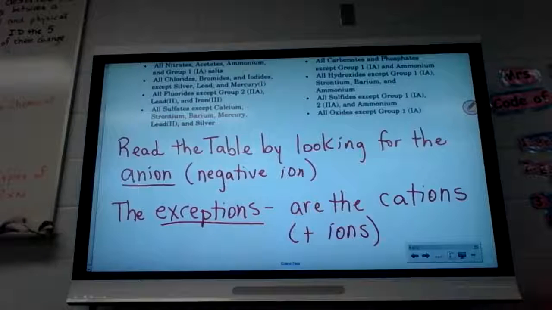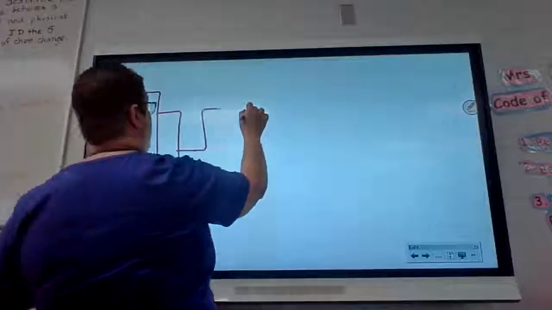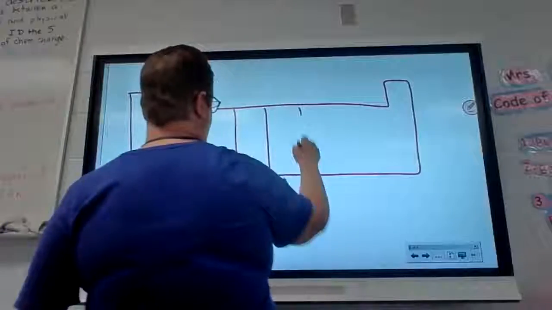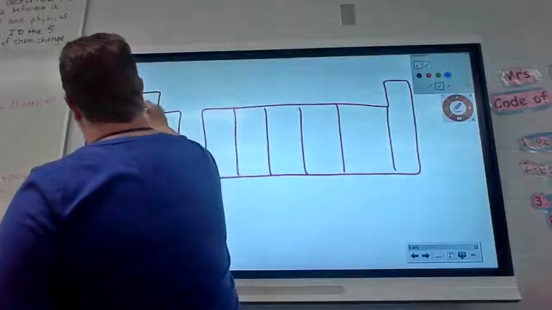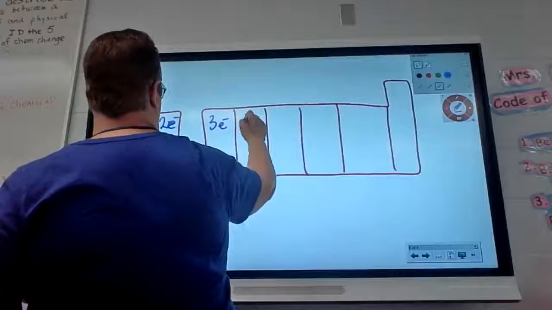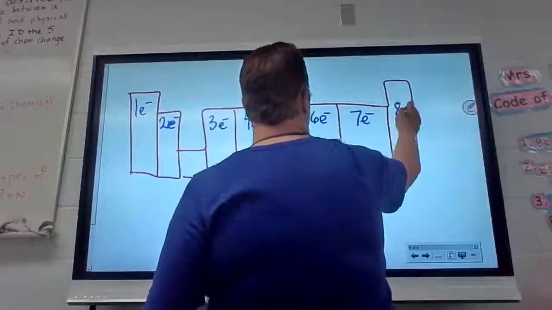Are we okay on the difference between outer shell and oxidation numbers, or do we need to review that? Review. Just review real quick. Because some people confuse the two and use the wrong number. All right, so we learned outer shell electrons are 1, 2, 3, 4, 5, 6, 7, and 8, right?